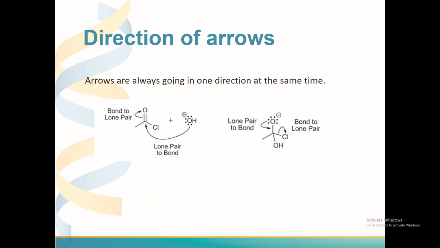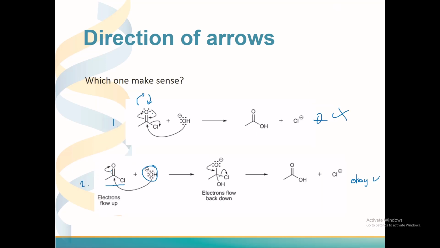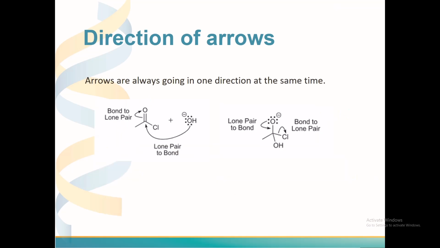Arrows are always going in one direction at the same time. So you cannot go bond to lone pair together with lone pair to bond as shown in this one, because this one is from bond to lone pair together with from lone pair to a bond. So you can only choose one at the same time. Of course, later on it could happen from lone pair to bond, but it happens in the second step.